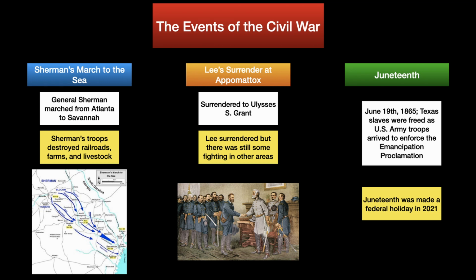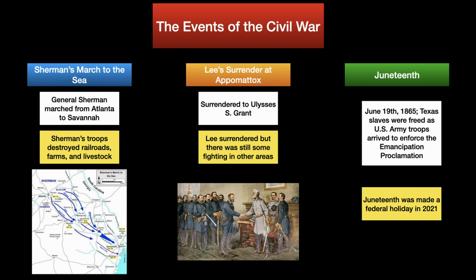So next up, we have the events of the Civil War. First, we have Sherman's March to the Sea. So who's Sherman? William Tecumseh Sherman is a general for the North, and if you look at the graphic to the left at the bottom, what he does is he starts in Atlanta, Georgia, and spreads his army out very wide, and he marches all the way to Savannah, Georgia, thus why it's called the March to the Sea.